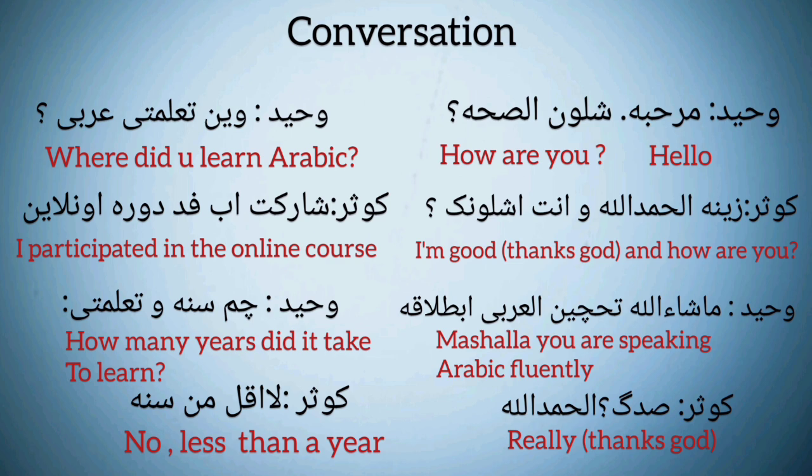وأنت شلونك؟ ما شاء الله تحجين العربي بطلاقة. ما شاء الله: if you want to compliment someone, you can use this expression, and it literally means if God wills. تحجين means you are speaking, and this is feminine. تحجي is for male, but تحجين is for female. You're speaking Arabic بطلاقة. بطلاقة basically means fluently.